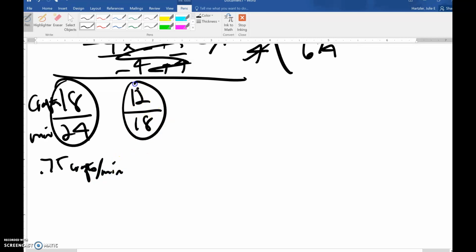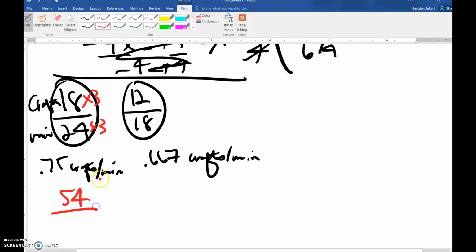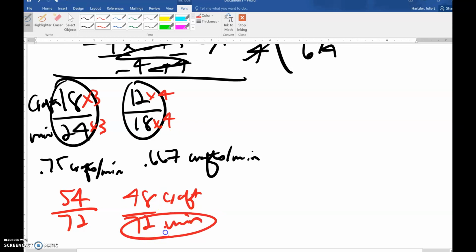And if you divide this one, I get 0.667 crafts per minute. So those rates aren't the same. The other thing you could do is scale them up. Can I make them both 72 minutes? If I times this by 3 and this by 3, I get 54 over 72. And if I scale this by 4 and 4, I get 48 out of 72. So crafts per 72 minutes: over here I make 48 crafts, but 72 minutes over here, I make more, 54 crafts.